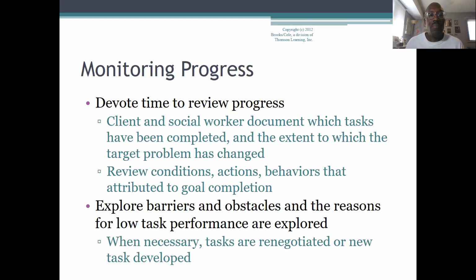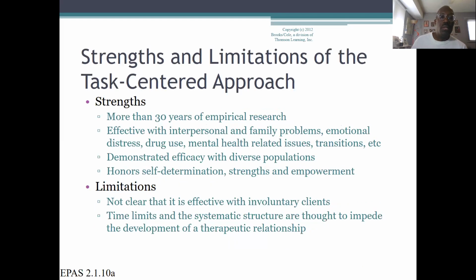Looking at devoting the time to reviewing that progress. We've got to spend the time to actually look to see whether things are actually working in terms of how they've been laid out. We've got to explore those barriers, and we just got to really figure out when we need to renegotiate tasks based on barriers or whether we have the attributes in place to actually overcome them. So again, reviewing all these things and monitoring the progress is an integral part of the task-centered approach. Here are some different aspects of it.